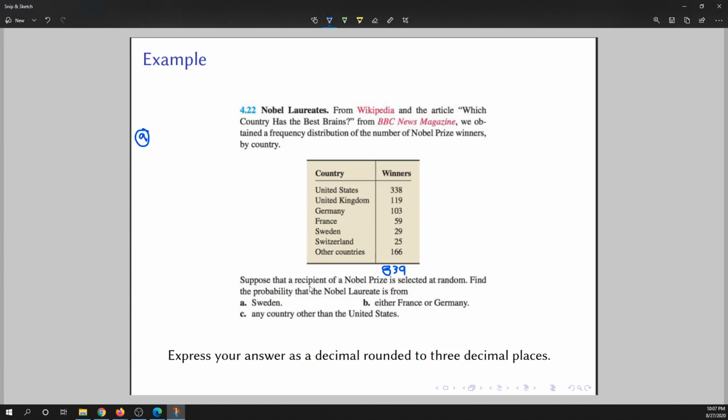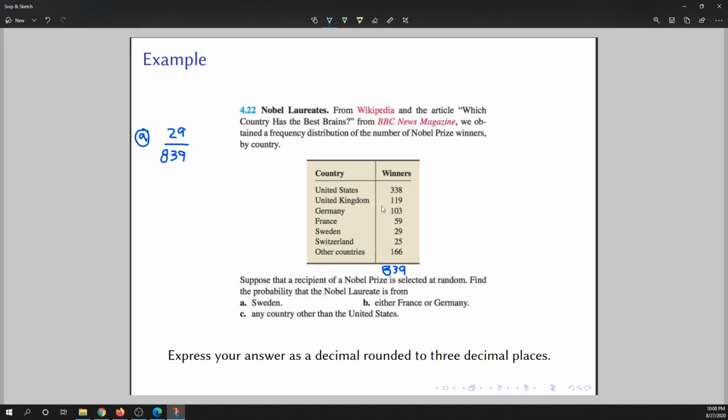Okay, and so now we need to calculate the probability that a prize winner selected at random is from Sweden, right? So that would be the number of prize winners in our event, which is that they're from Sweden. So that would be 29, divided by the number in our sample space, that would be 839 here.